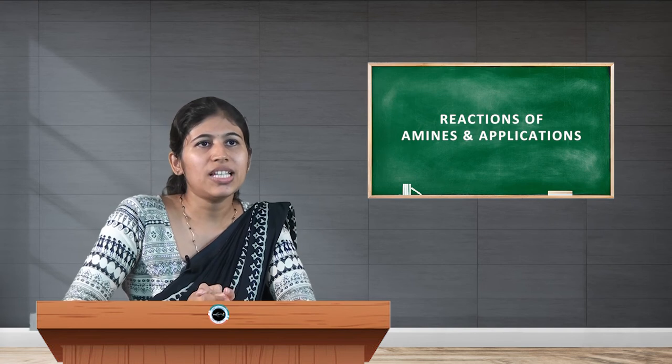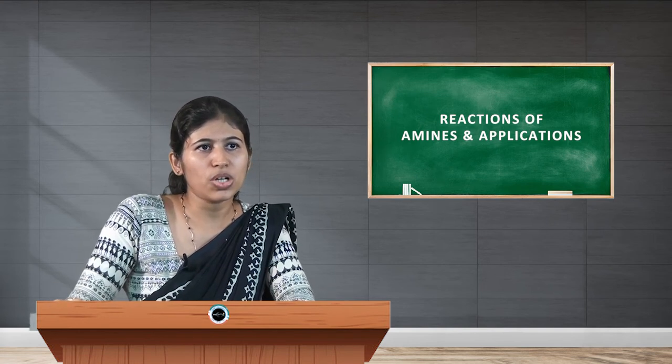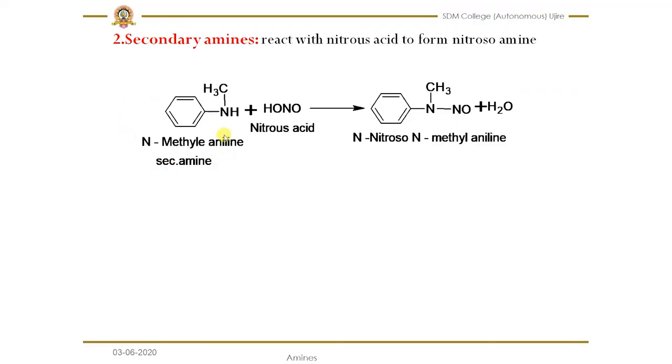We'll see how secondary amine reacts. In a secondary amine, two hydrogens on the nitrogen are replaced, one with a methyl group and another with C6H5, namely N-methylaniline. That is the example for secondary amine. When you treat this with nitrous acid, the proton on nitrogen is replaced by the NO group. As a result, we get N-nitroso, N-methyl aniline.